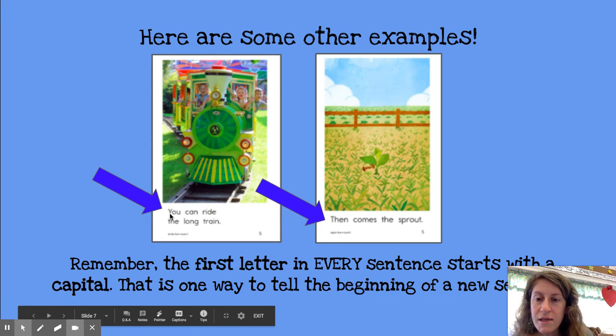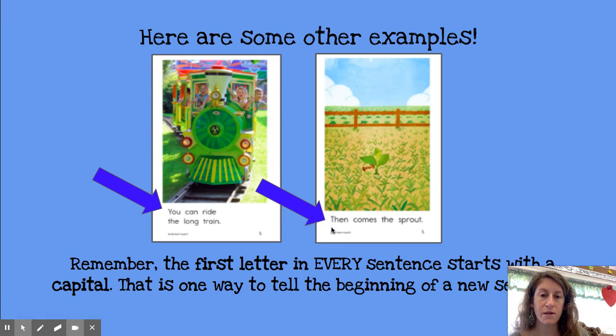Here are some other examples. So here you can see this sentence is starting with an uppercase Y, and here this sentence is starting with an uppercase T. So remember, the first letter in every sentence starts with a capital or uppercase. If you are reading a book that has more than one sentence on the page, that's one way to tell you're starting a new sentence, because you can see another uppercase letter.